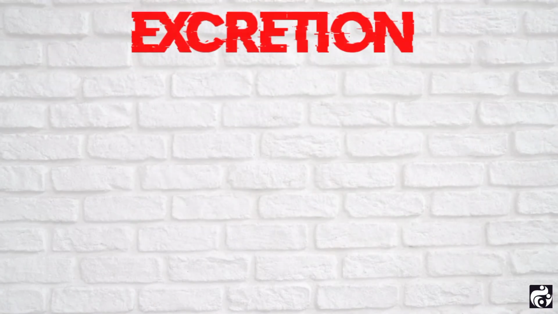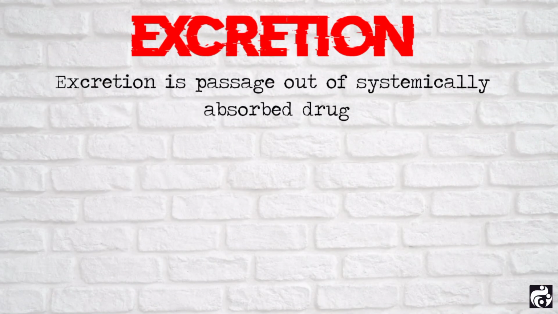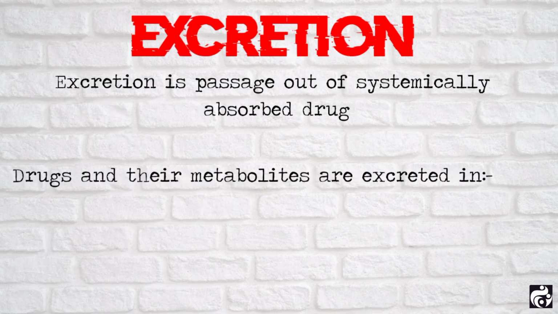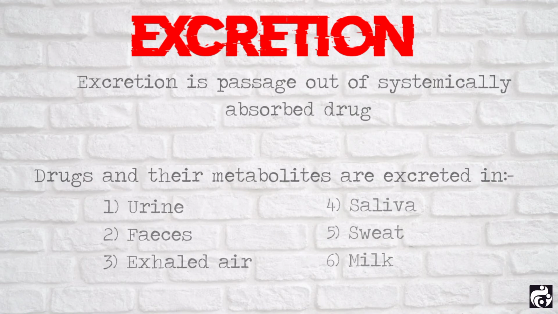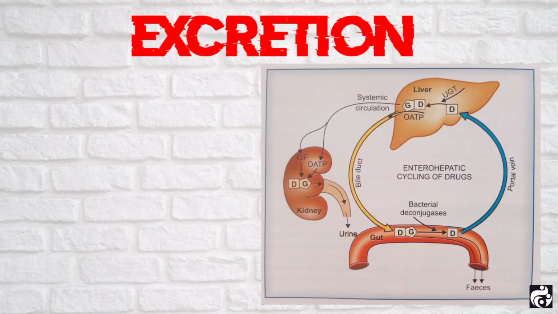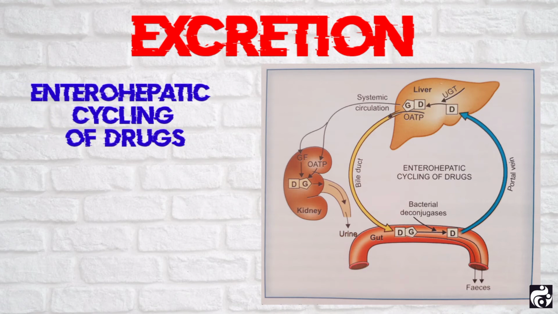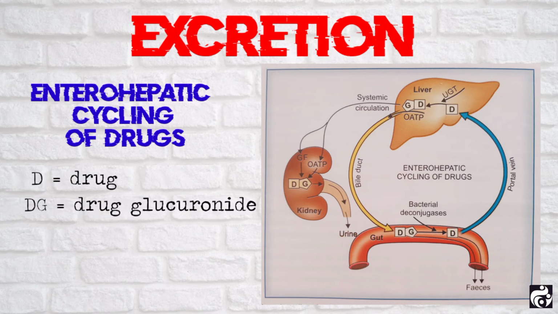Now, let's move towards excretion. Excretion is the passage out of systemically absorbed drug. Drugs and their metabolites are excreted in urine, feces, exhaled air, saliva, sweat, and milk, etc. For overall cycling of drugs, let's take a look at this diagram of enterohepatic cycling of drugs. Here D is for drugs and DG together is drug glucuronide, which goes into the gut through bile and some part goes to systemic circulation.